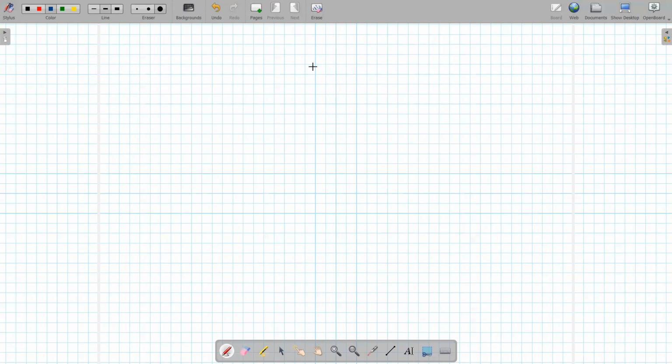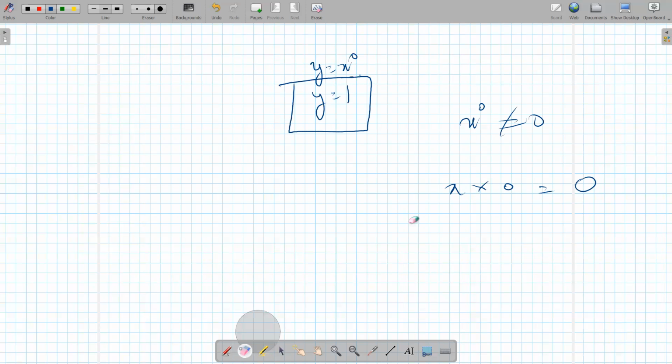Now, y equals x to the power of 0. Is that a polynomial or no? It is. What does that look like? What could that possibly look like? That is y equals, what's x to the power of 0? 0? No, x to the power of 0 is not 0. x times 0 would be 0, but not x to the power of 0. It's 1, right? What does the graph of y equals 1 look like?